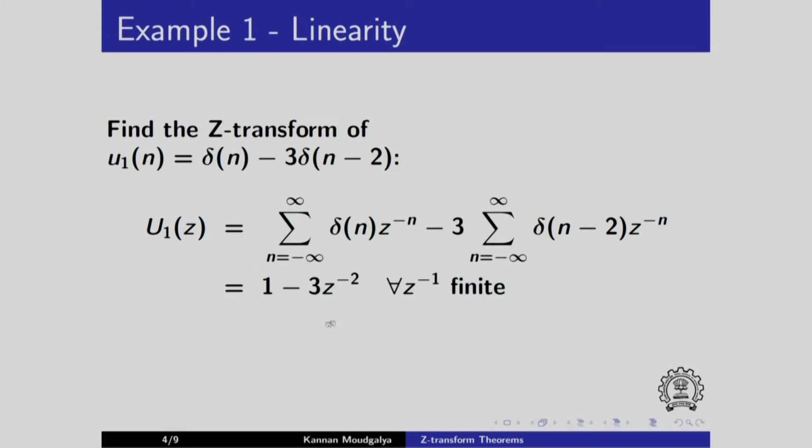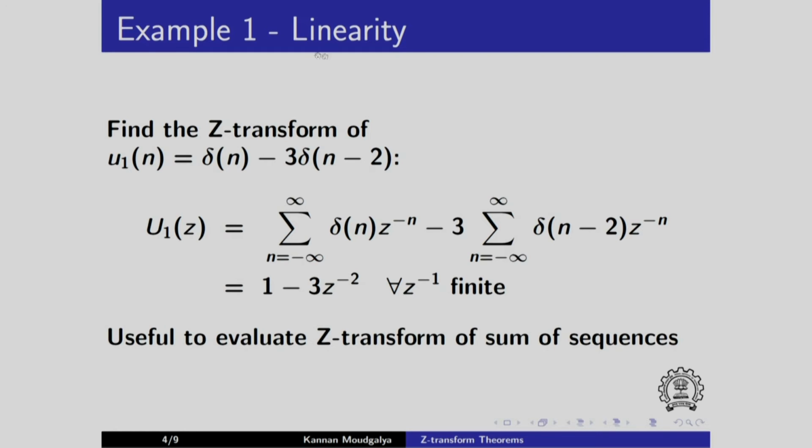Only thing we have to make sure is that z inverse is finite, so this whole thing is finite. Remember, we are choosing z such that this entire Z transform is bounded. So this linearity rule is useful to evaluate the Z transform of a sum of sequences. We will come across such sequences frequently in this course.